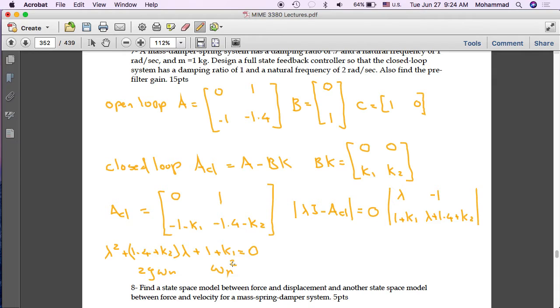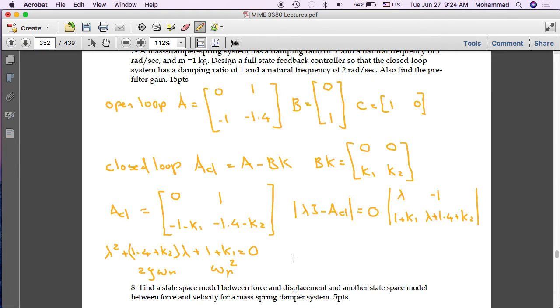1 and 2, and the reason is this is what we want to hit. We want to get to zeta of 1 and natural frequency of 2, because the other one is readily available. If you plug the other one in, and you make no math mistake, you'll get K1 and K2 both equal to 0, because you're not trying to displace the eigenvalues at all. So please be aware of that.